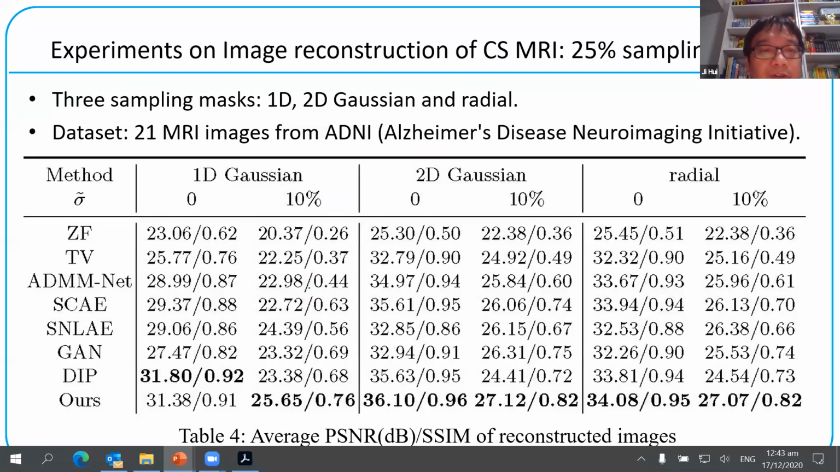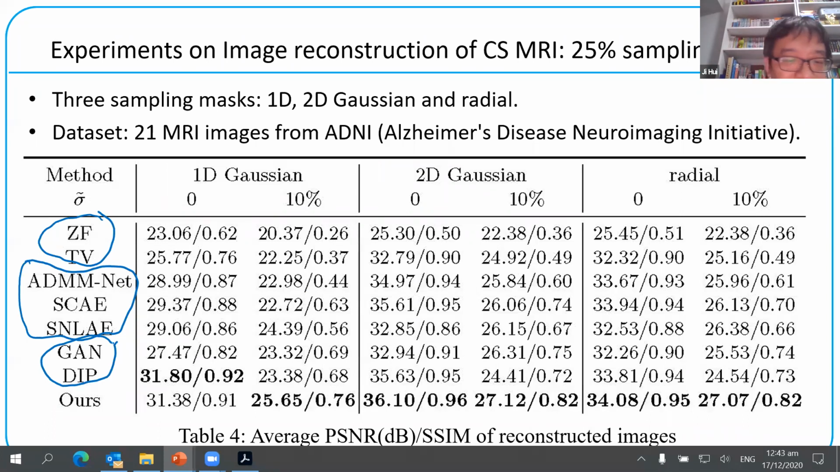This is the result which actually amazed me a little bit. I consider 3 sampling masks: 1D, 2D Gaussian, and a radial one. I compare those with non-linear total variation, which is a classical method, and an analytic method. These 3 are the supervised learning methods. These 2 use the GAN, another famous technique to do this kind of unsupervised case, and the DIP. It's very interesting to see that both of the 2 self-supervised methods did a better job than the supervised case.